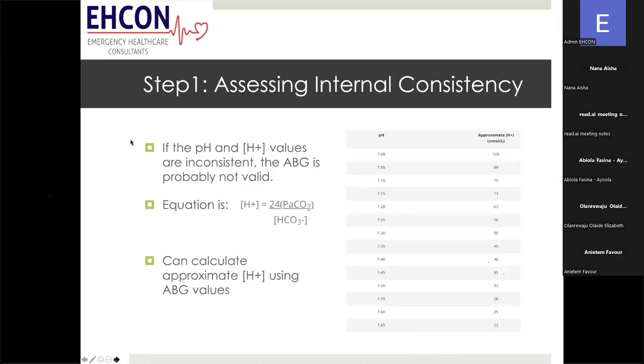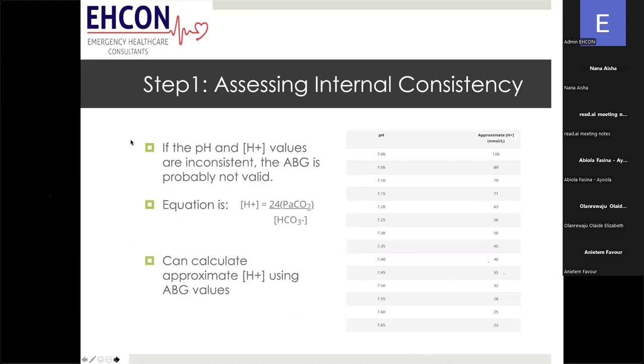So first of all, assessing internal consistency, you need to figure out if your ABG is valid. The equation to use is the Henderson-Hasselbalch, as I indicated. The hydrogen ion concentration is actually 24 times the partial pressure of the carbon dioxide over your bicarb concentration. We usually don't have the hydrogen ions from our gas.